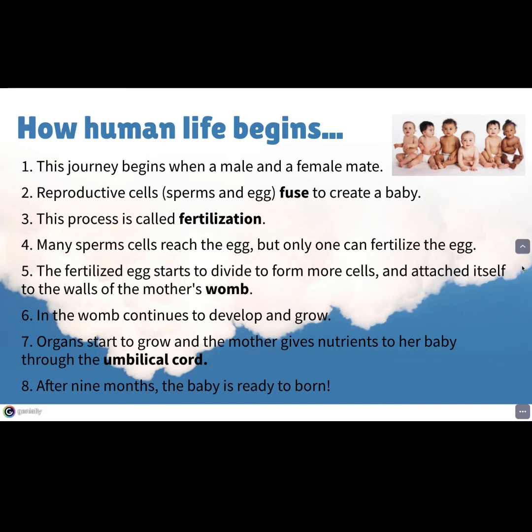The fertilized egg starts to divide to form more cells and attaches itself to the wall of the mother's womb. In the womb, it continues to develop and grow. Organs start to grow and the mother gives nutrients to her baby through the umbilical cord. After 9 months, the baby is ready to be born.